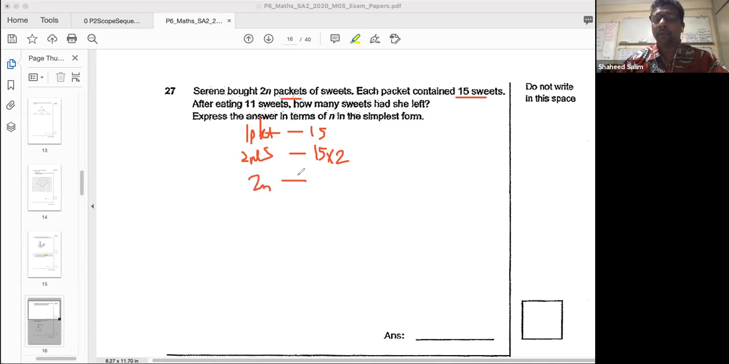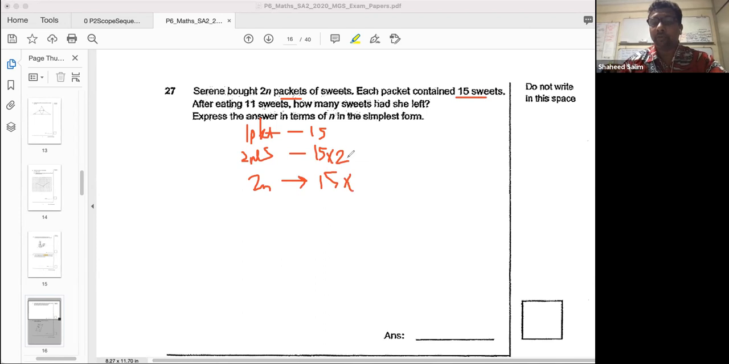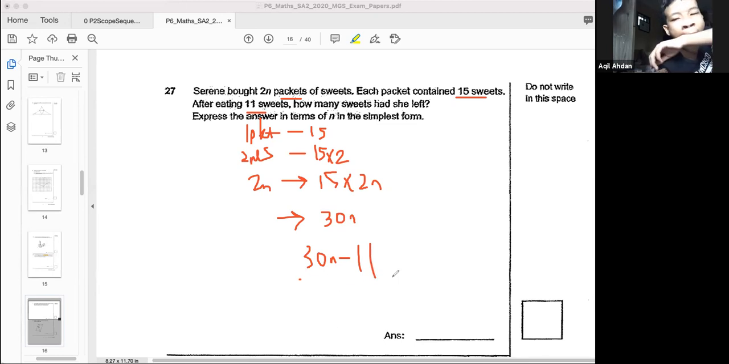What do you do with 2n packets? Take 15 times 2n, not plus, times. Because you see, 2 packets is 15 times 2. 3 packets is 15 times 3. 4 packets is 15 times 4. 2n packets is 15 times 2n. Take 15 times 2, that's 30n sweets. Then they eat 11, so 30n minus 11. This is a little bit tough.